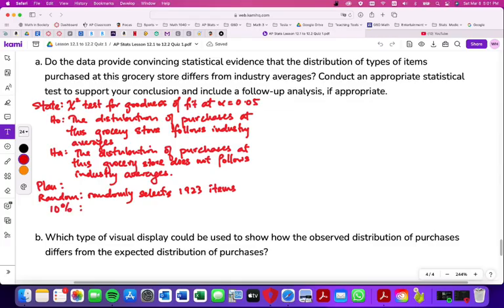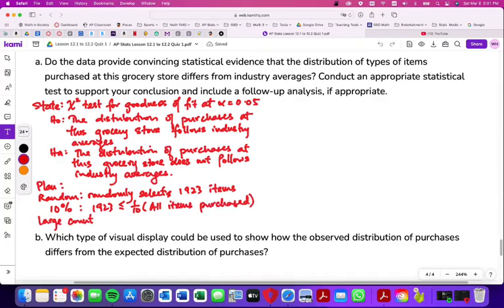The second thing is the 10% rule, right? The independence rule. You take the sample size, which is 1,923, and it is less than or equal to 1/10 of, in context, where the items are from. So the items came from a population of all the items purchased, right?